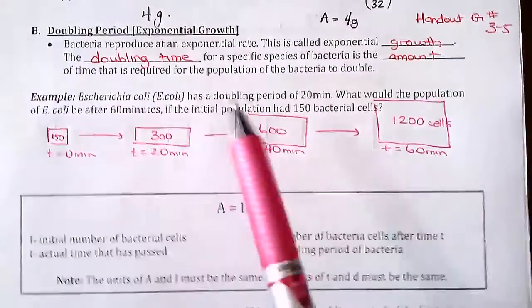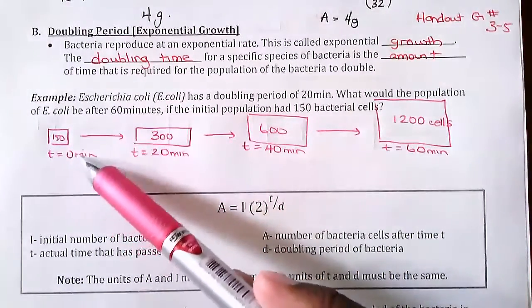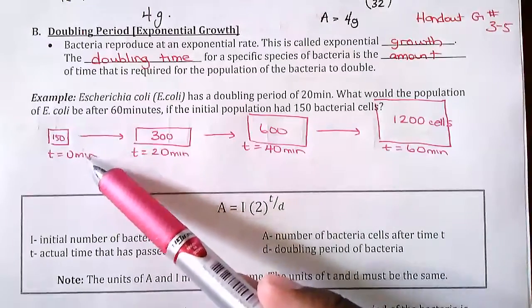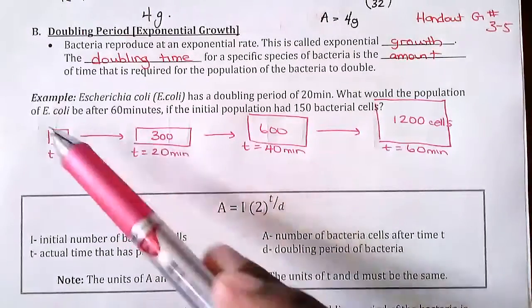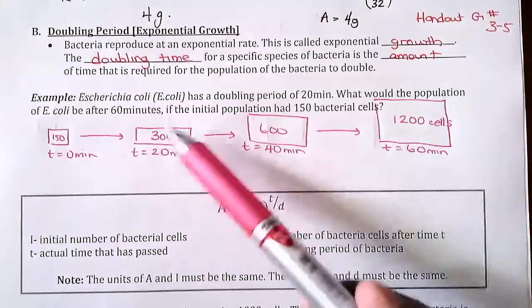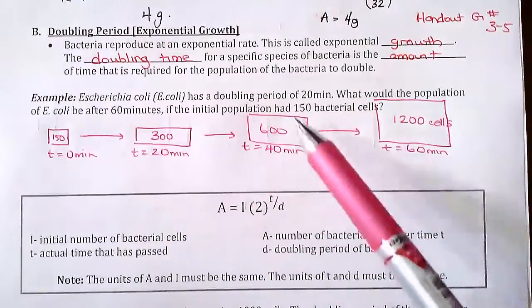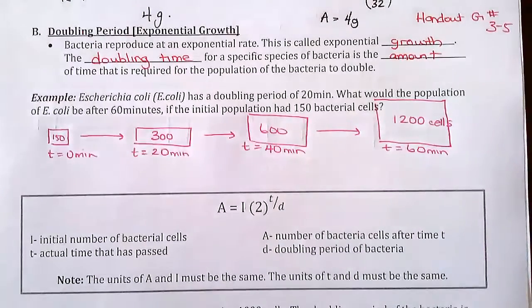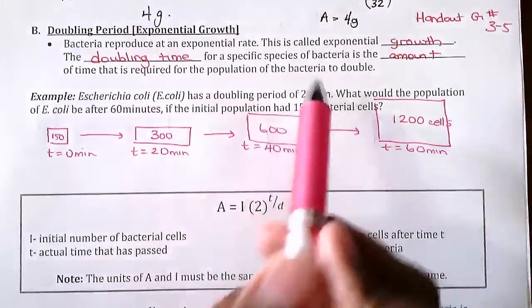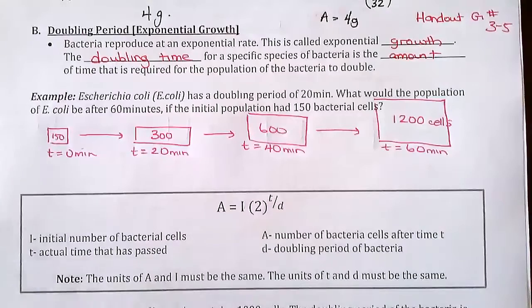So what did we see? We started with 150 bacterial cells at 0 minutes. Every 20 minutes, the population doubled. So 20 minutes later, it went to 300. Then 20 minutes later, it went to 600. Then 20 minutes later, it doubled again and went to 1,200 cells. So within an hour, a colony of 150 bacteria can become 1,200 bacterial cells. This is specific for E. coli, which has a doubling period of 20 minutes. Other bacteria take a different amount of time to double.